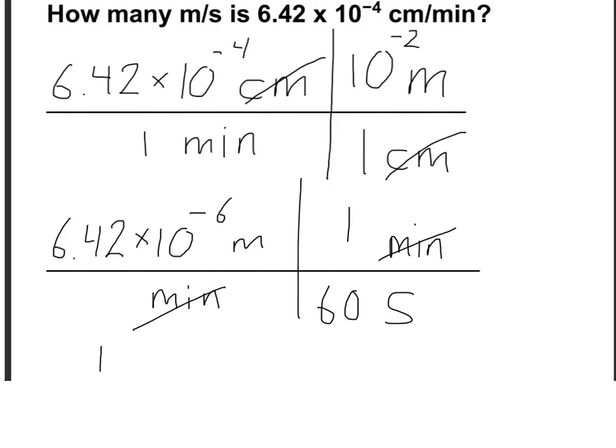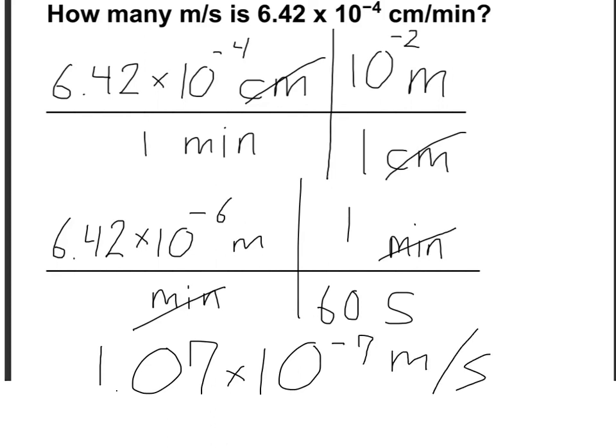Alright, it would seem I've got 1.07 times 10 to the negative 7th meters per second. And again, I get that from taking 6.42 times 10 to the negative 6 meters and dividing it by the 60 seconds. Notice that essentially I'm multiplying what's on the top and multiplying what's on the bottom, and then taking what's on the top and dividing by what's on the bottom, right? Okay, excellent. Let's try another one.